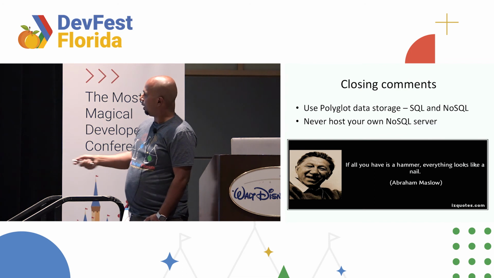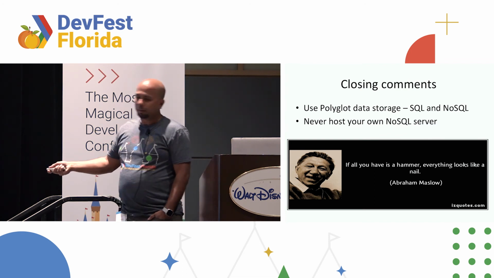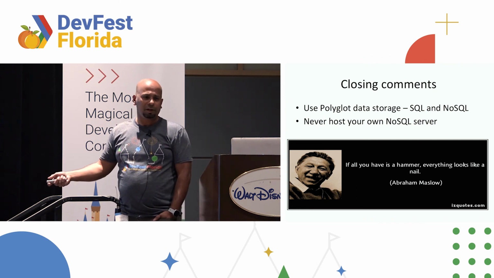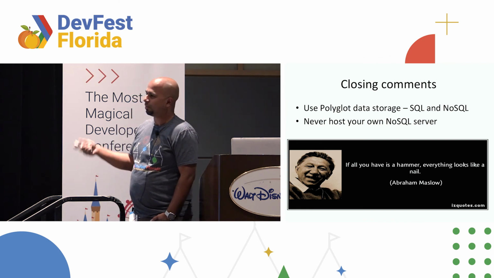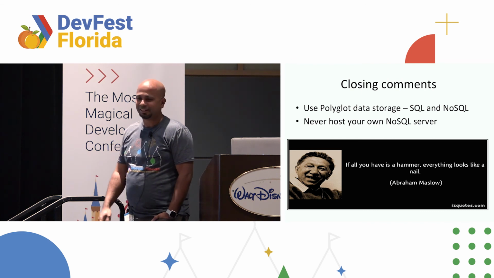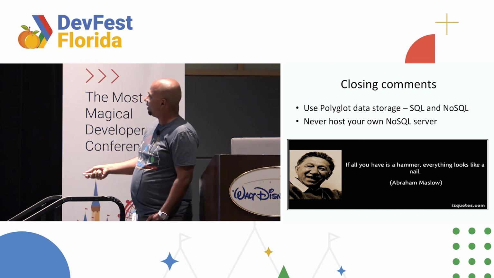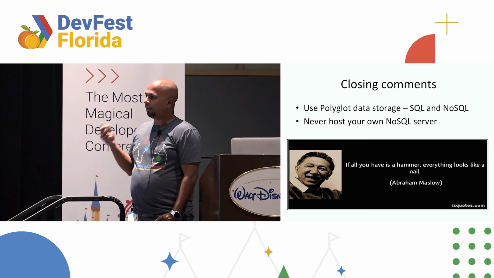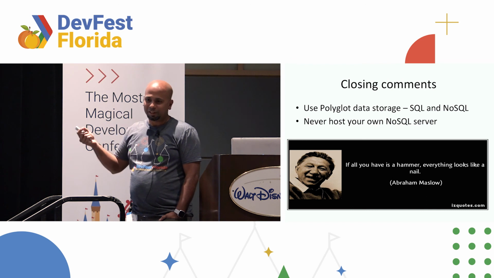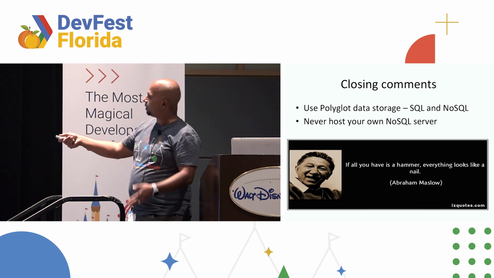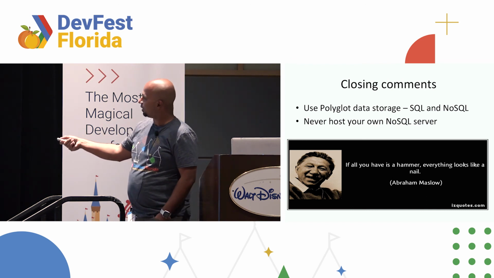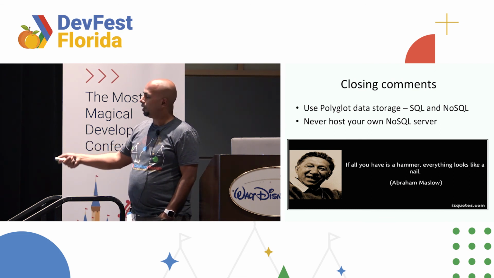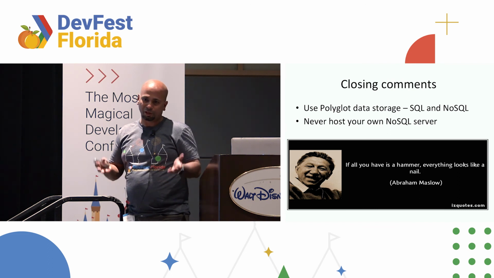In closing, I will read this quote from Maslow. This is the same guy who did Maslow's pyramid, hierarchy of needs. So basically, if all you have is a hammer, everything looks like a nail. Don't use only SQL databases. Look to use NoSQL databases, aka polyglot persistence. So you probably want to use both. And never host your NoSQL instance yourself. Please don't show up on the news for the wrong reasons.